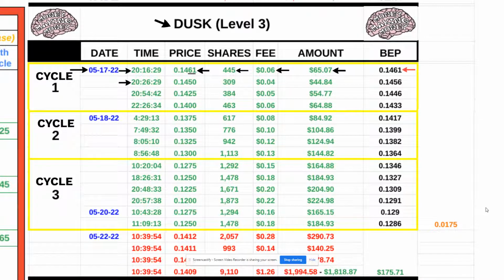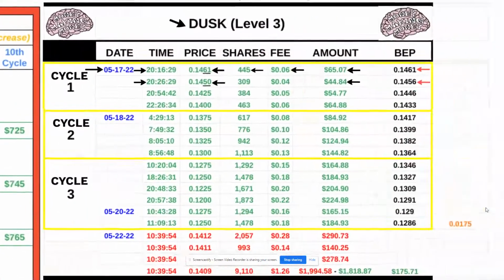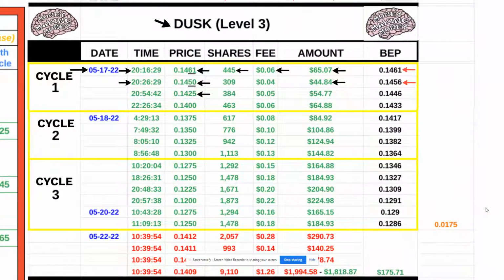So 10 minutes later, bam, it goes off. 1450. See the 50. I bought $45 worth. And look what just happened. My break-even point went from 1461 down to 1456. Next move at the 25. I'm buying $55 worth. That order's already in. It goes through, 1425. You see the 25, you see the 55. My break-even point is getting even lower.